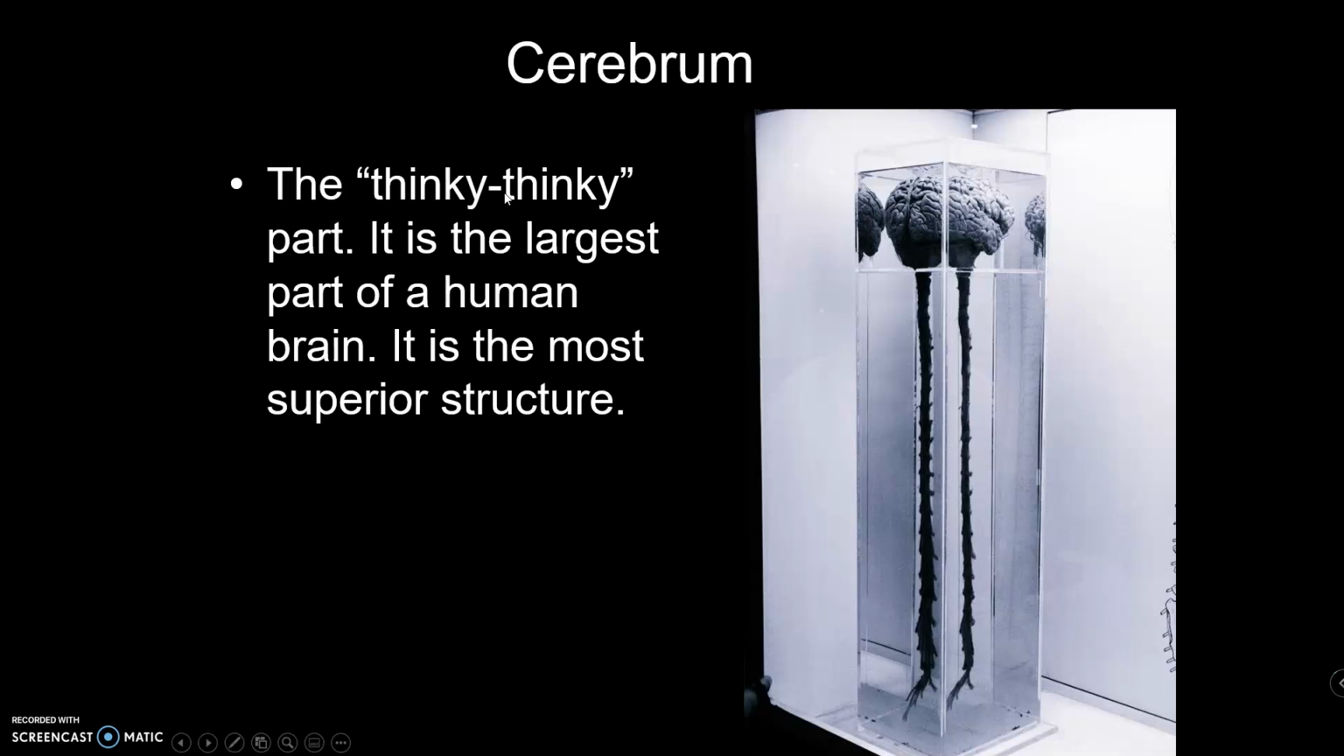From there, we start talking about some of the basic anatomy of the brain proper. The cerebrum is divided into two hemispheres, the right hemisphere and the left hemisphere. In this specimen, it's the part that you've got up here. It's this whole section up here that is the cerebrum of the brain.